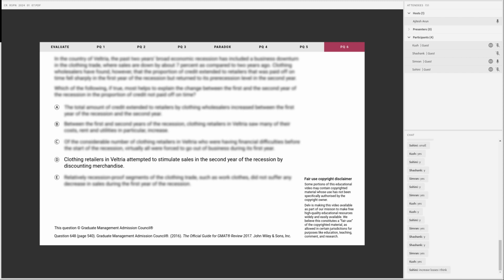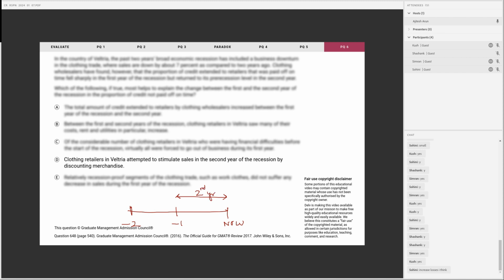Good. I like how you're using the phrase not necessarily. That is absolutely correct. I think it is 100% certain that if they discount merchandise, then their profit margins will fall. But as you said, the profits may or may not fall, right? Excellent. Now we need to just combine that with one more piece of information. So if this is now, and this is -1, and this is -2, clothing retailers attempted to stimulate sales in the second year of the recession. The second year of the recession will be this period.